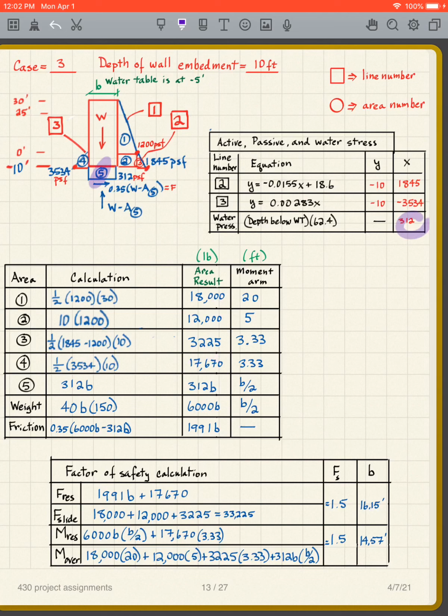5, we got the 312 there. Now, here's where it becomes slightly tricky: the width is b. So to get the area of 5, it's going to be the width b times the 312. So it's going to be 312 times b, which I just simply put there.